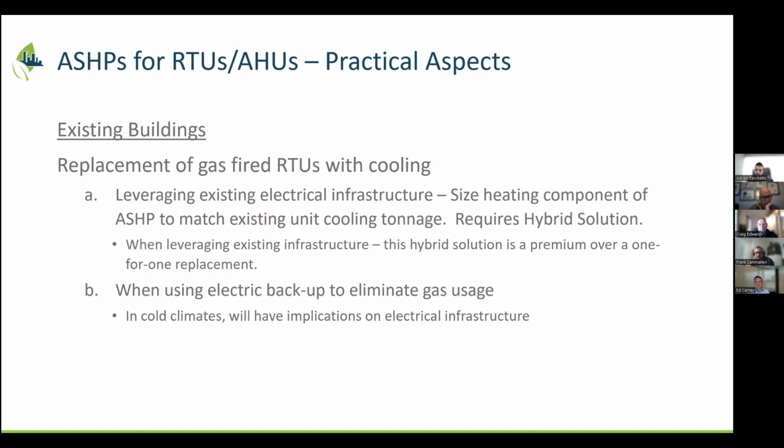And there is a bit of a premium for that. And then again, using backup heat to eliminate gas usage. Again, just highlighting the fact that, especially in cold climates, this can have some pretty big implications on electrical infrastructure.